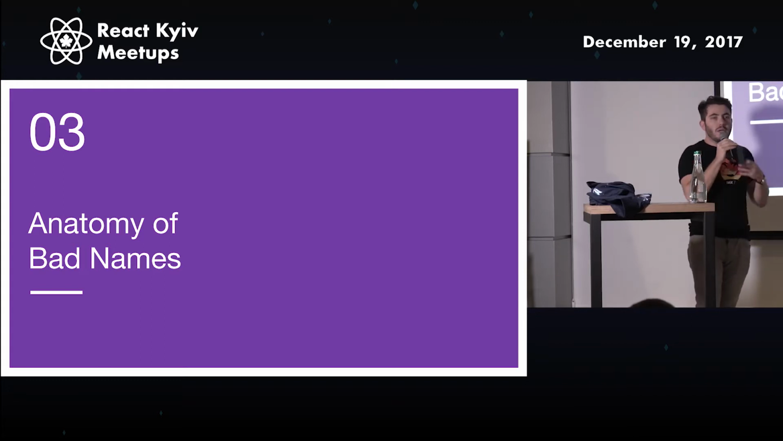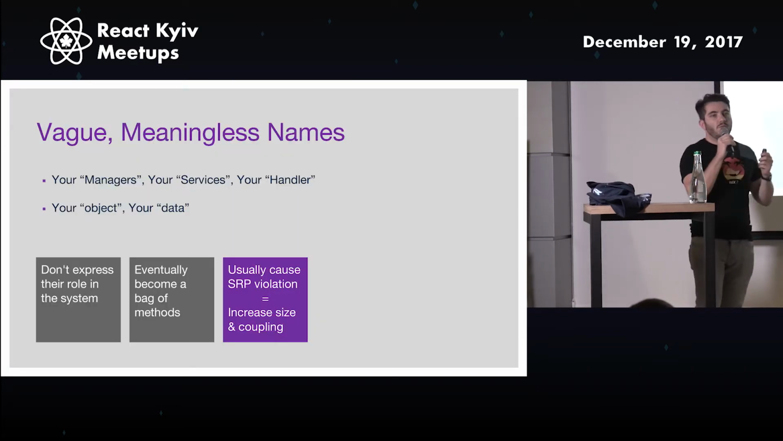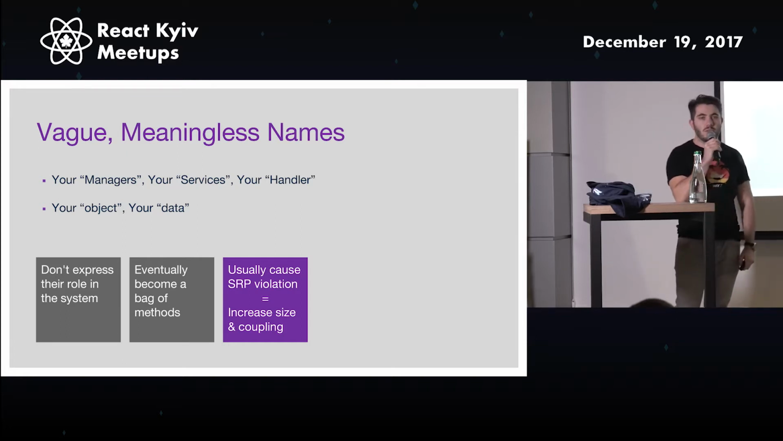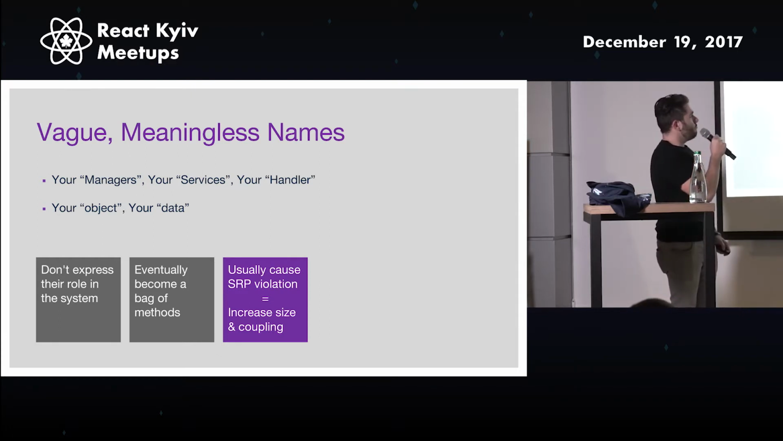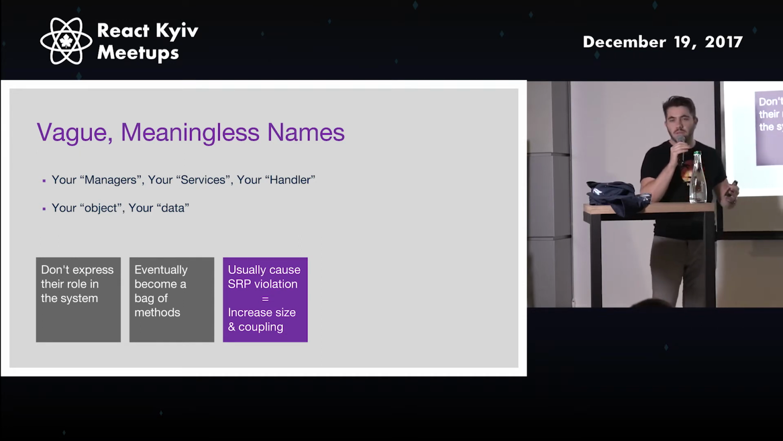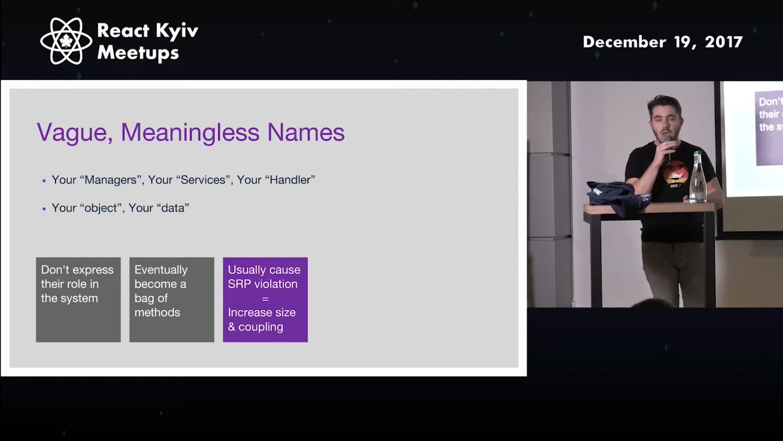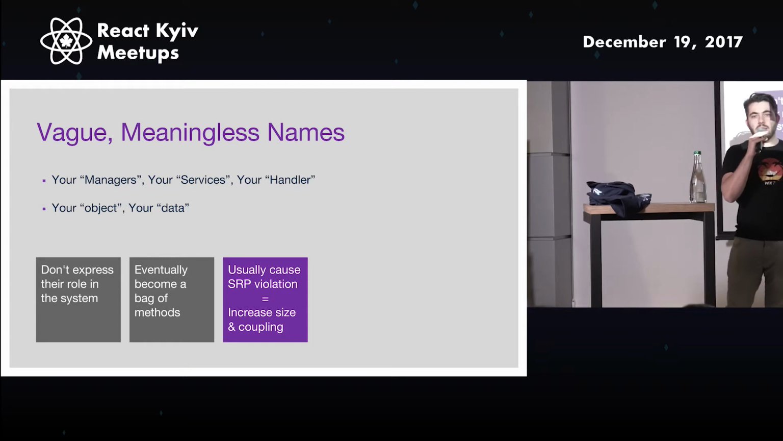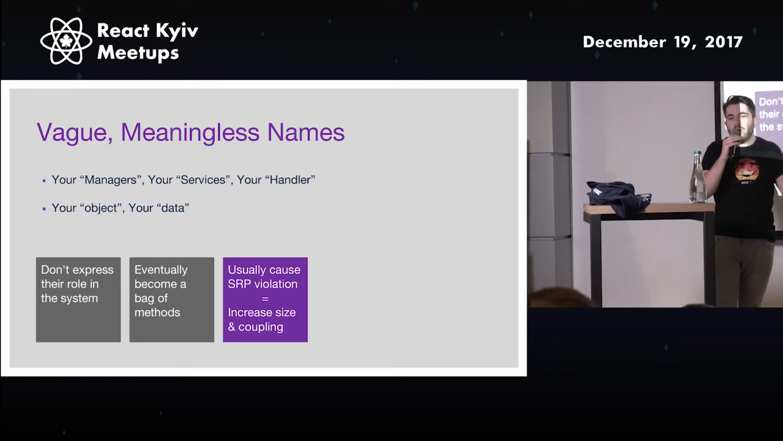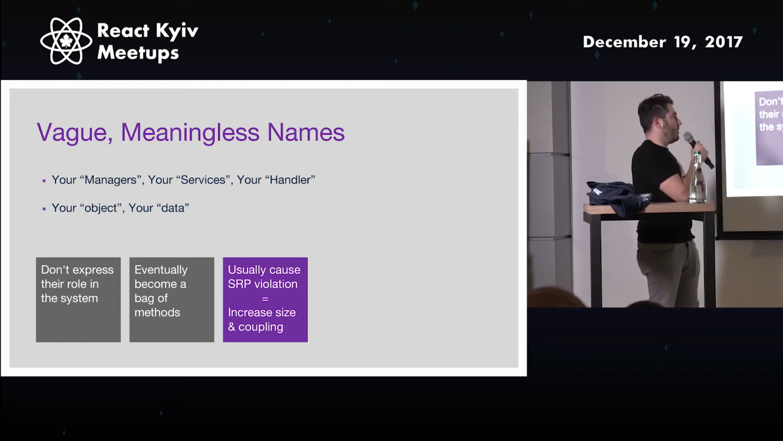So let's look at what makes a bad name, right? Let's look at some examples. First of all, vague, meaningless names: your managers, your handlers, your services, your object, your data. The reason is that they do not express what the role of this thing is in your system, right? If I told you, without looking at your code, what is user manager, you would have no idea what it does. Does it deal with authentication? Does it do CRUD operations? Does it talk to a server, adding and removing users? You will not be able to tell me without actually looking at the implementation.